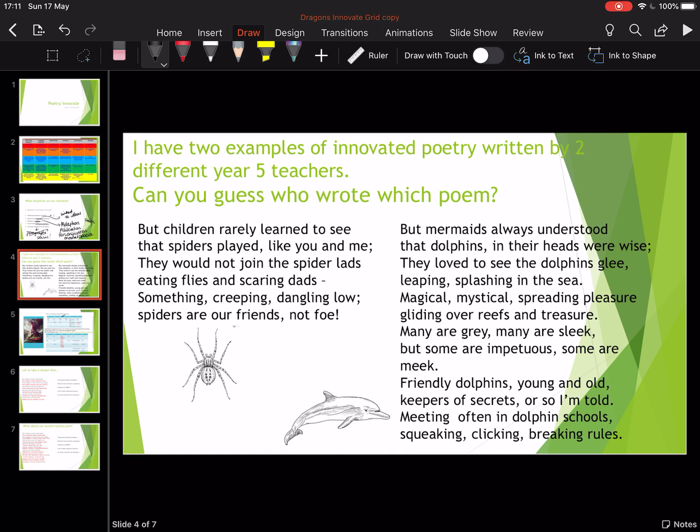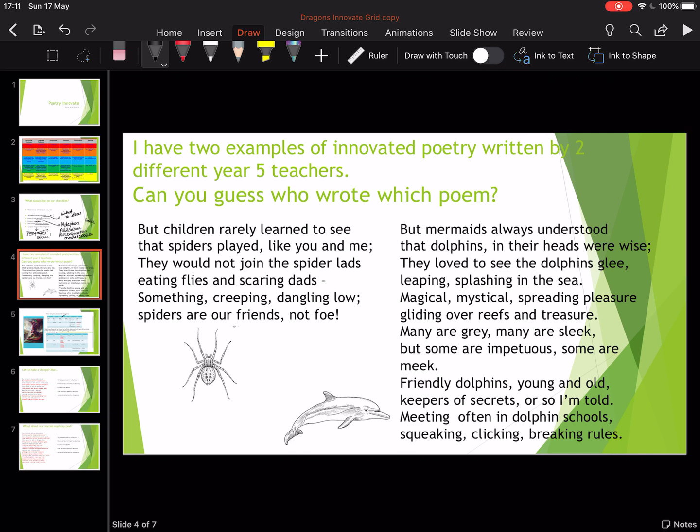The second verse goes like this. But mermaids always understood that dolphins in their heads were wise. They loved to see the dolphins' glee, leaping, splashing in the sea. Magical, mystical, spreading pleasure, gliding over reefs and treasure. Many are grey, many are sleek, but some are impetuous, some are meek. Friendly dolphins, young and old, keepers of secrets, also I'm told. Meeting often in dolphin schools, squeaking, clicking, breaking rules.